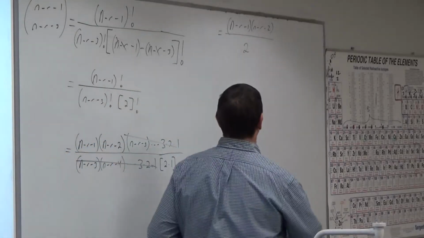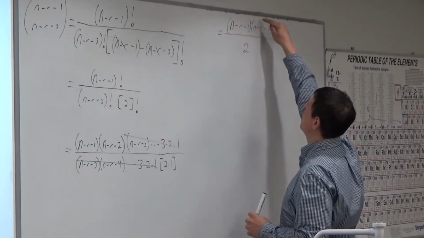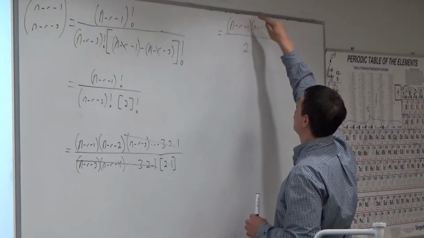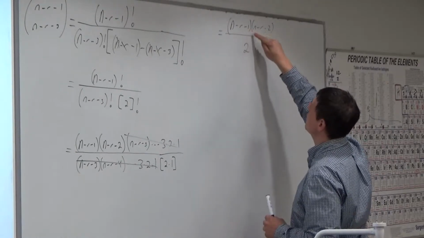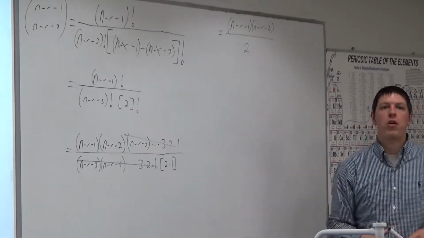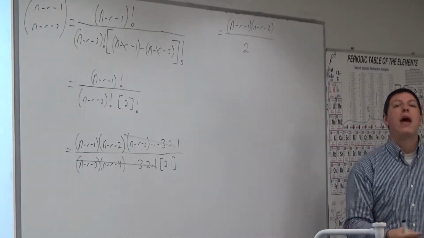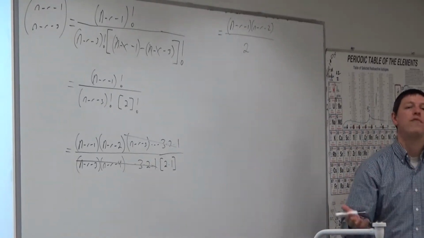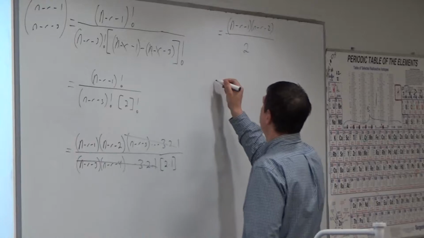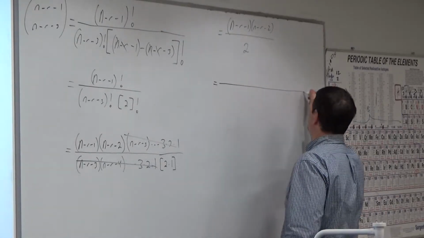Just in case you guys forgot, what you do is you take the n, distribute to all 3, take the negative r, distribute to all 3, take the negative 1, distribute to all 3. So it's just like a FOIL problem, except instead of having 4 terms, you're going to have 9 terms. Okay, so let's just go ahead and do that.